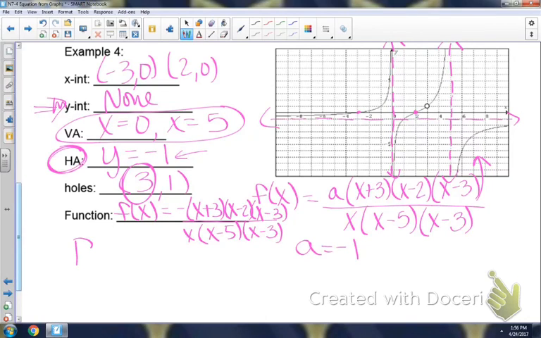Okay, or you can write your reduced form. Those would cancel. You would have negative x plus 3, x minus 3, over x and x minus 5.